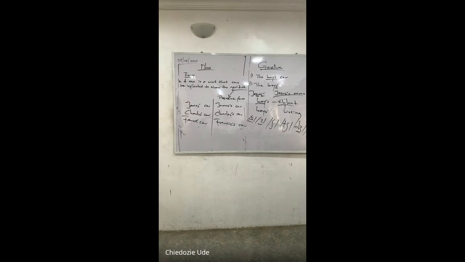Okay. So based on form, a noun is a word that can be inflected for the plural and for the genitive. A noun is a word that can be inflected for the plural and for the genitive. Simple as A, B, C.